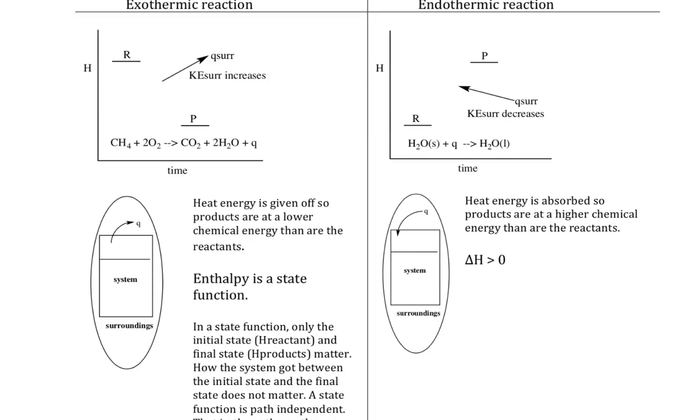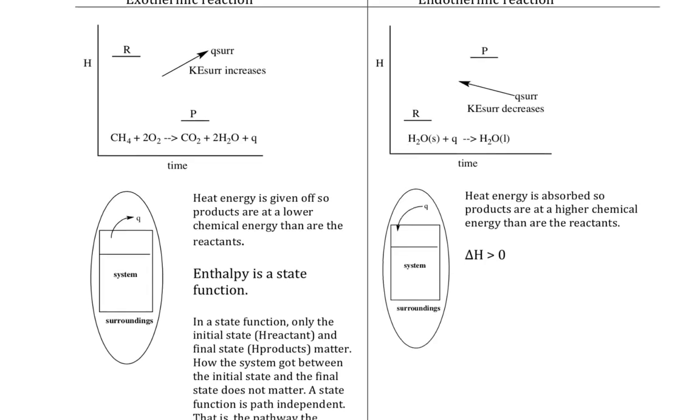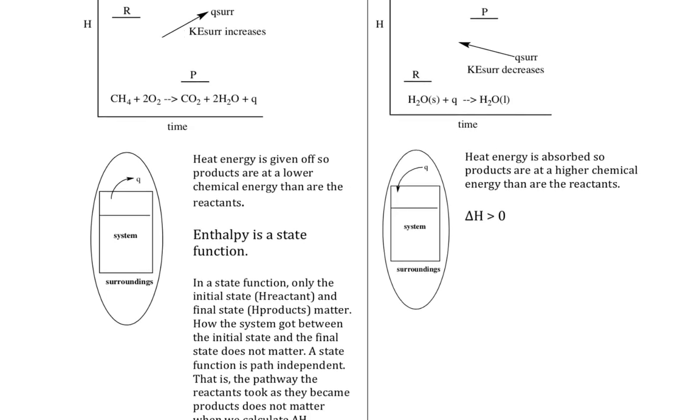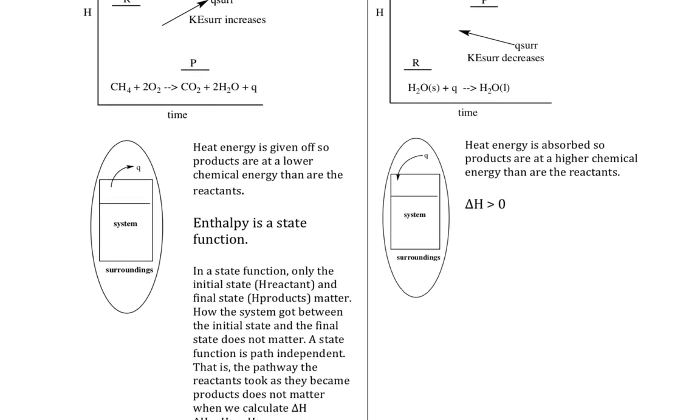Okay, a reminder, an exothermic reaction is one that gives off heat. The reactants have a greater enthalpy than the products, and that energy change between them goes to the surroundings. It increases the kinetic energy of the surroundings. An example of an exothermic reaction is methane burning in oxygen to give CO2 and water and lots of heat. Heat, of course, given by the symbol Q. Heat energy is given off, so the products are at a lower chemical energy than are the reactants. That's what it means to be an exothermic reaction.